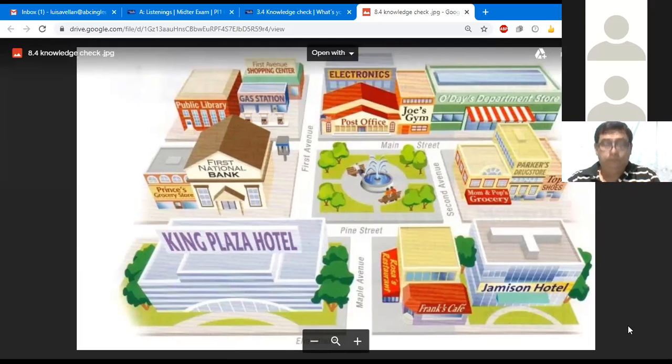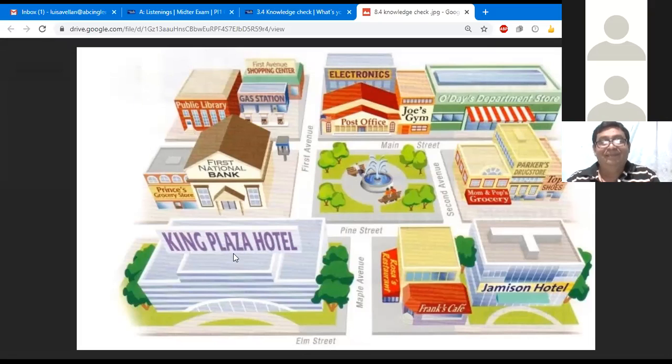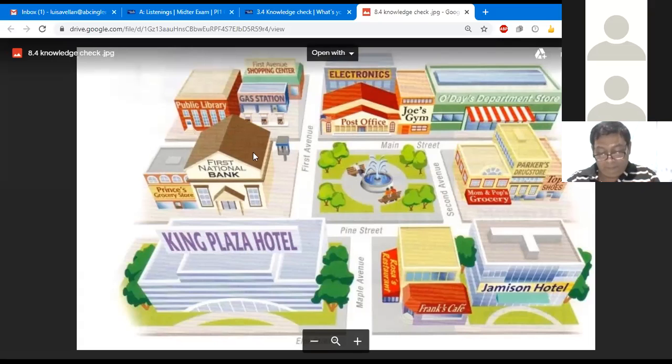Kim Plaza Hotel is off the bank. The bank could be next to the gas station, or the gas station is behind the bank. The bank, okay.